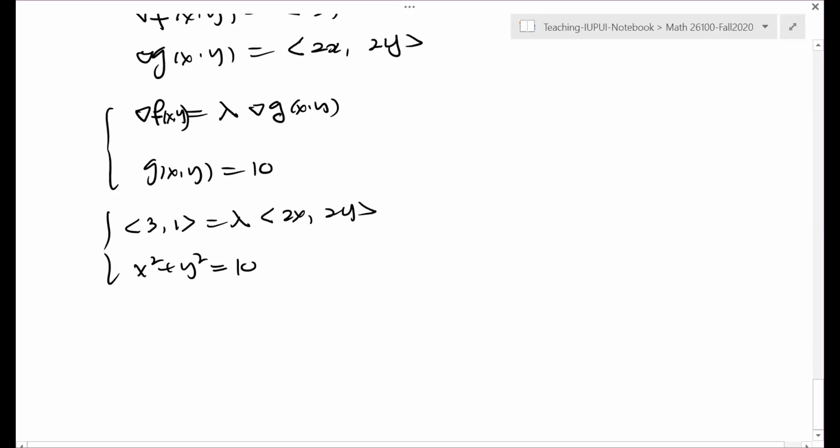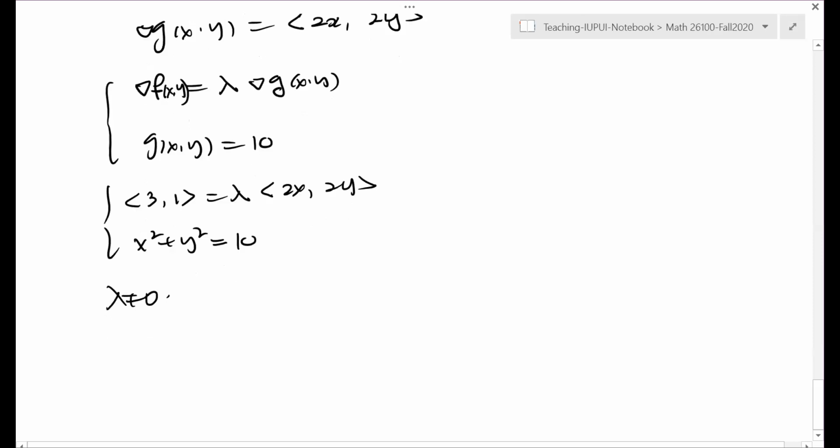I think we can. How many equations do we have here? We actually have 3 equations, 3 unknowns: lambda, x, y. Why do we have 3 equations? Because the first equation is actually 2 equations here.